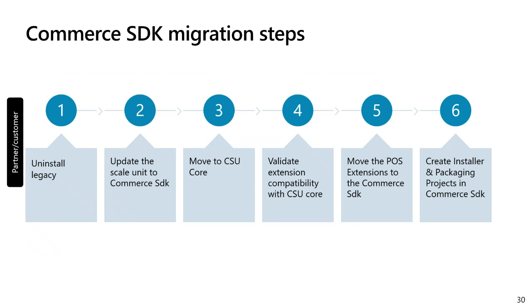So here are the migration steps for the Commerce SDK. We recommend to migrate the scale unit first to the Commerce SDK. You will need to uninstall the previous packages of MPOS in your local development environment, hardware station, and if you have used cloud scale unit self-hosted as well. So migrate the extensions by using the Commerce SDK. Most of the code that was written by using the Retail SDK can easily be migrated. You don't have to rewrite it.